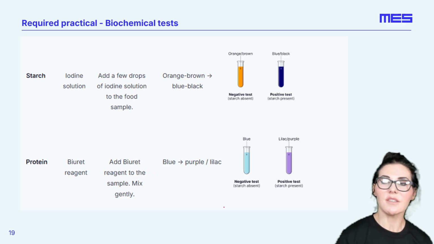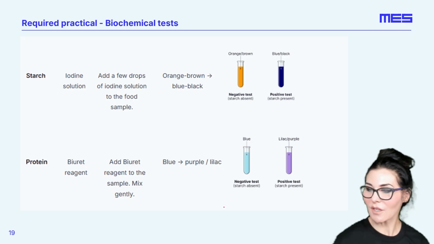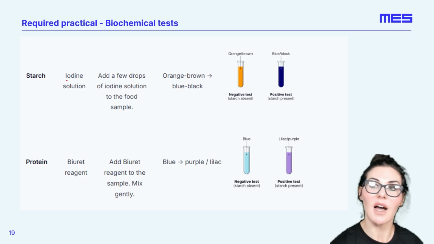The starch test. Starch is a carbohydrate as well as sugar, but starch is a different type of carbohydrate. It's a polymer, not a monomer. To test for starch, you would use a different reagent. This time we would use iodine.